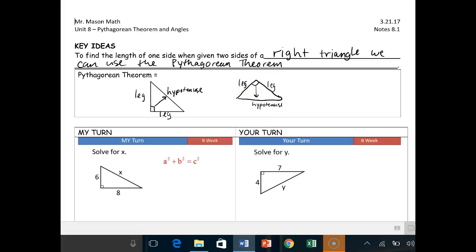Just like we do in geometry or in algebra, we often assign things variables. And so as I color in this, the Pythagorean theorem says that a squared plus b squared will be equal to c squared. Another way to say this is that one leg squared added to the second leg squared will be equal to the hypotenuse squared.